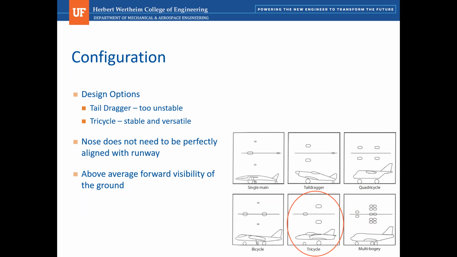So we chose the tricycle configuration because it's a whole lot more stable and versatile. Along with that, the tricycle configuration allows you to land on a runway that isn't perfectly aligned with the nose, whereas with other configurations, you have to be perfectly aligned with the runway to land. Another advantage of the tricycle configuration is that it allows for above average forward visibility of the ground or runway.